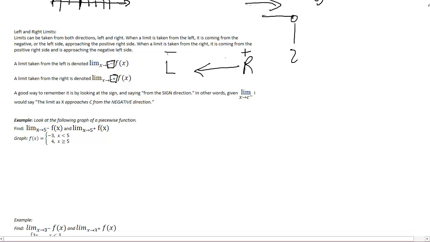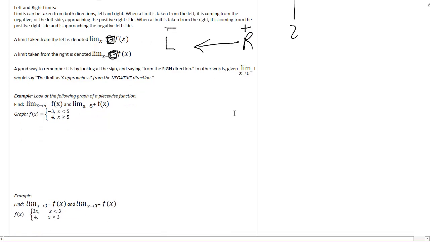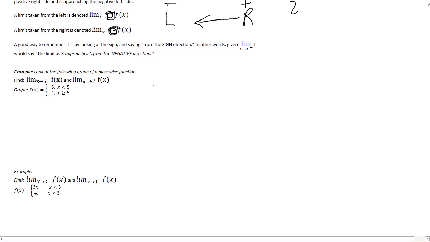And a good way to remember this is by looking at the sign and saying from the sign direction. So if you're coming from the negative direction, there's going to be a negative. Coming from the positive direction, it's a positive. I don't normally think of it as coming from the left or from the right. I think of it as coming from the negative or coming from the positive. It's just easier to remember, and you don't get things mixed up that way.